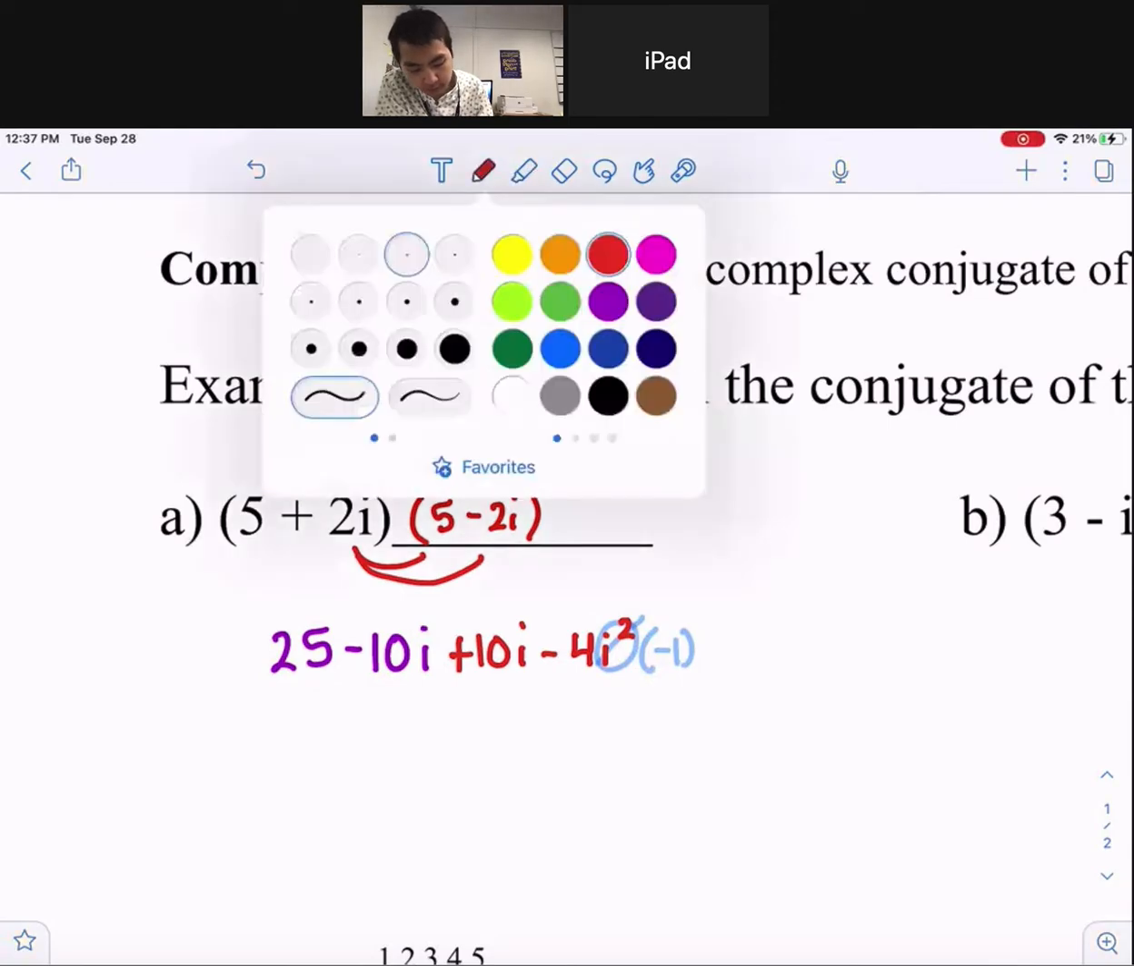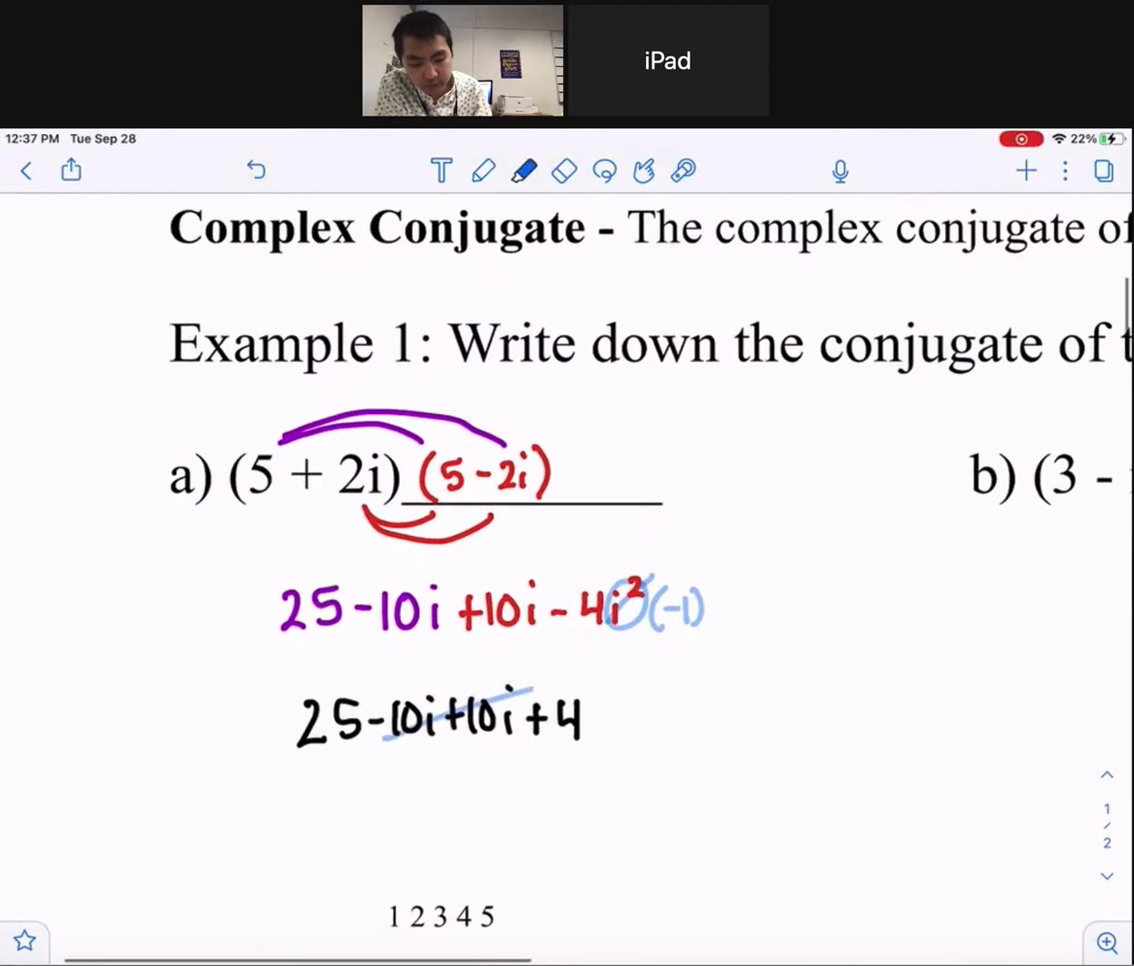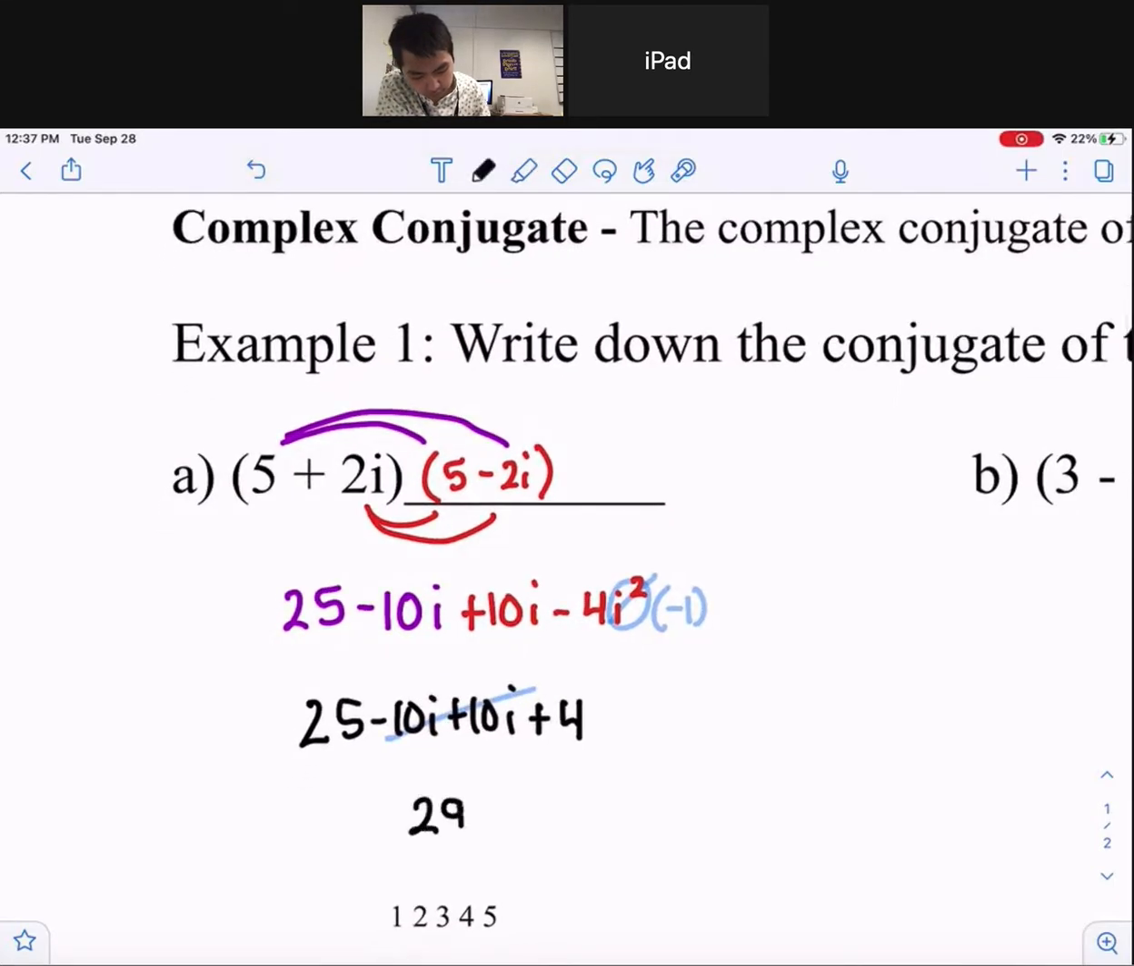So I'm going to rewrite this: 25 minus 10i plus 10i. Now we have negative 4 times negative 1, which is positive 4. Those cancel, so all you are left with is 29.